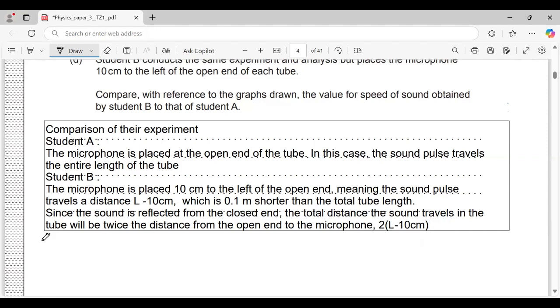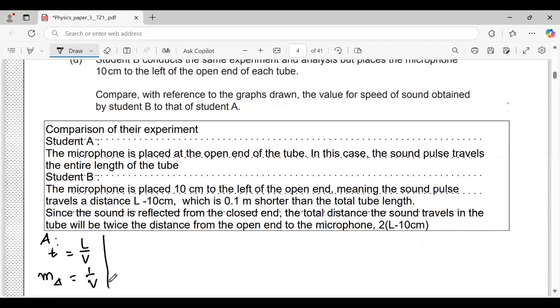Student A's experiment has a velocity and a time equation. The time equation is L over V. Based on this equation, we can determine that the gradient of experiment A is 1 over V.